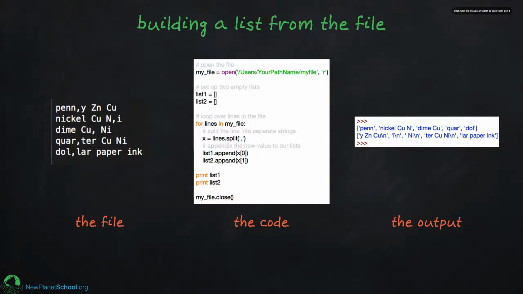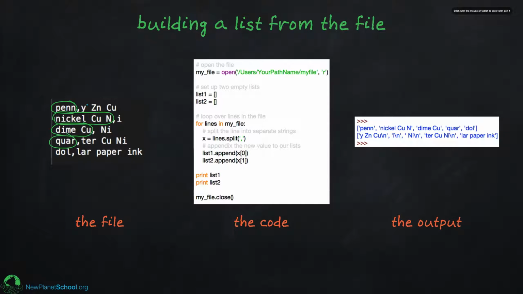What is list 1? List 1 is pen, which is the first column up to the comma, nickel, which is, again, the first column up to the comma, dime, first column up to the comma, and so forth. Quar, first column up to the comma. Similarly, what is list 2?